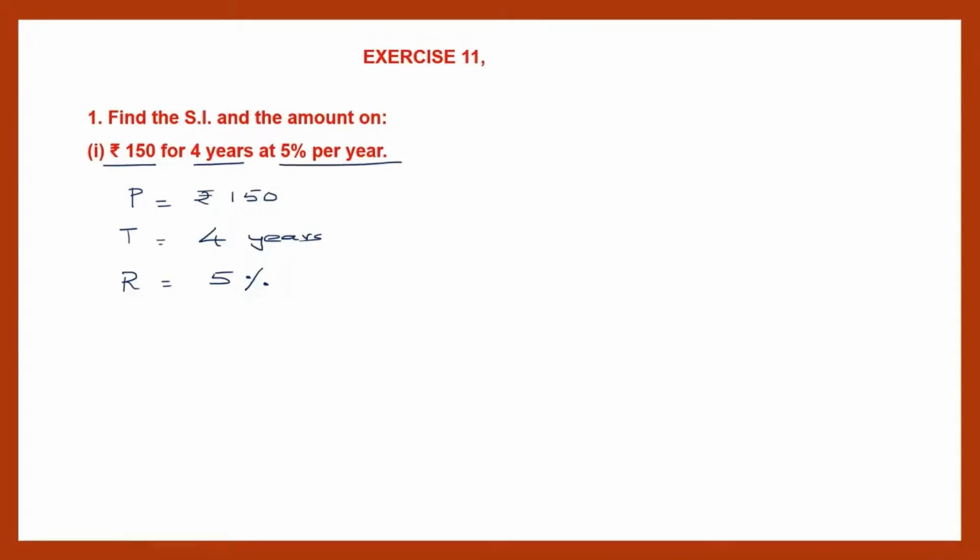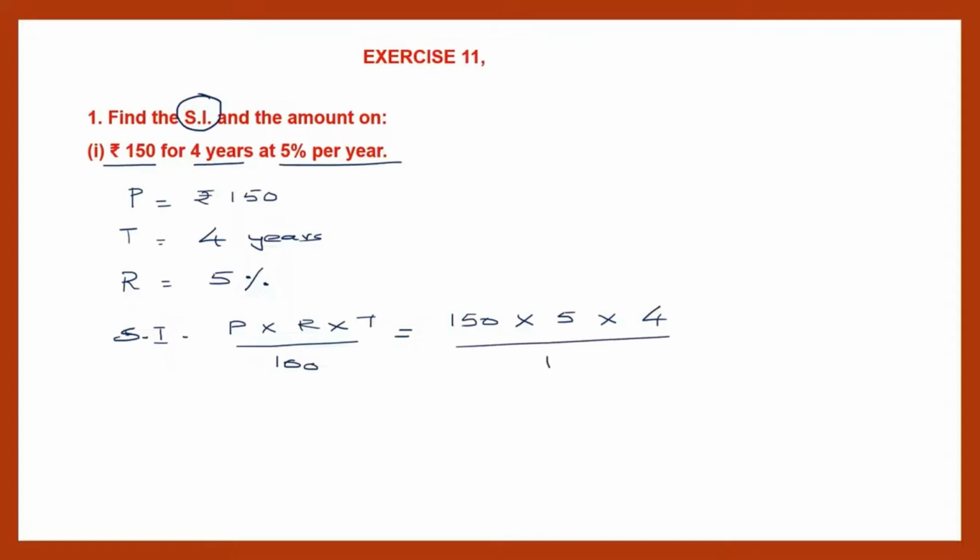Now, what are we asked to find? First, we're asked to find the simple interest. So let's write simple interest. Now think of the formula that we learned. To find simple interest, we write P into R into T divided by 100. So let's substitute the values. P is 150, R is 5, time is 4, and we're going to divide this by 100.